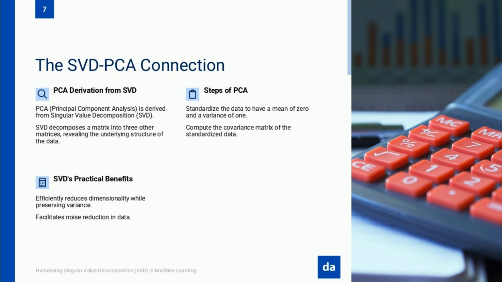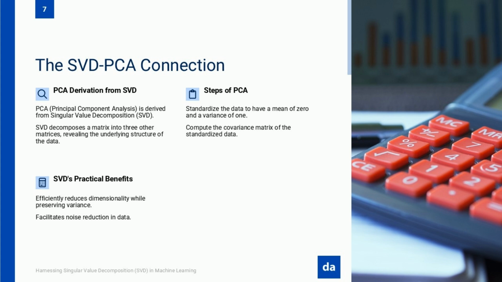Alternatively, using SVD, you would: 1. Center your data matrix. 2. Apply SVD to this centered matrix to obtain U, sigma, and V. 3. The columns of V are already your principal components. The values in sigma squared directly correspond to the eigenvalues. The equivalence becomes apparent when working with the same dataset. Both approaches yield identical results when the data is properly centered.